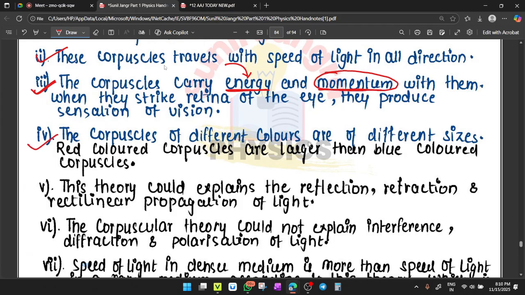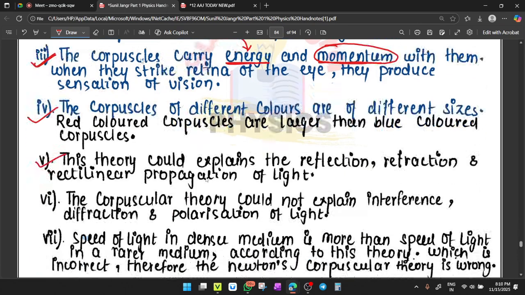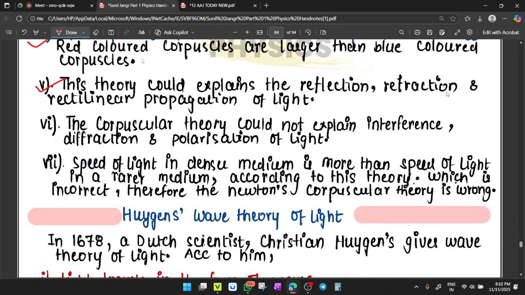The corpuscles of different colors are of different sizes. Red color corpuscles are larger than blue colored corpuscles. So corpuscles of different colors have different sizes. This theory could explain the reflection, refraction, and rectilinear propagation of light.